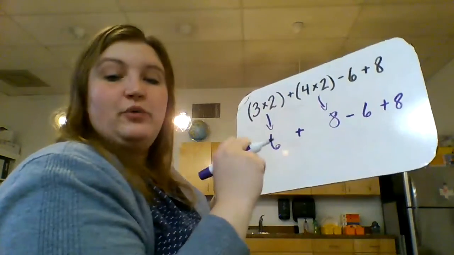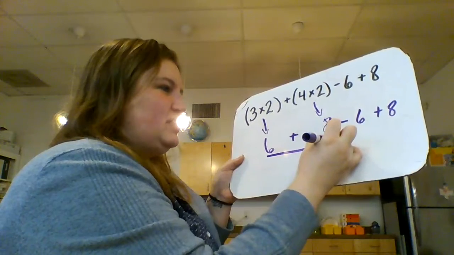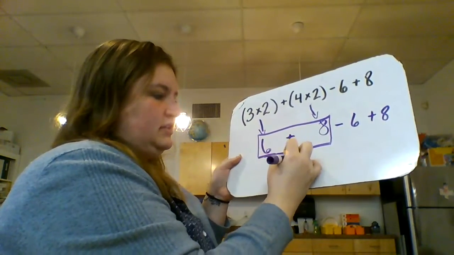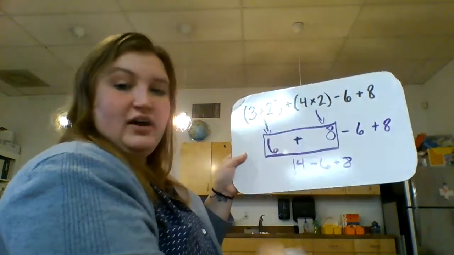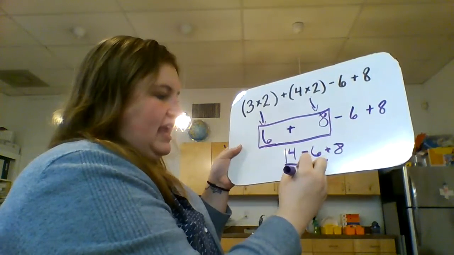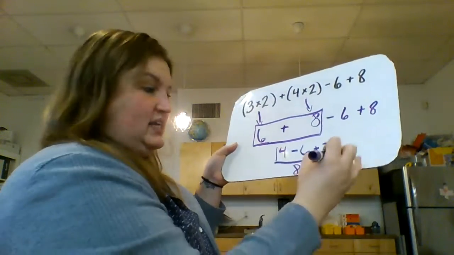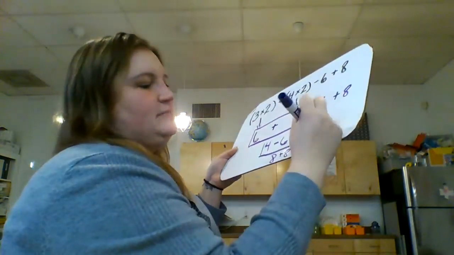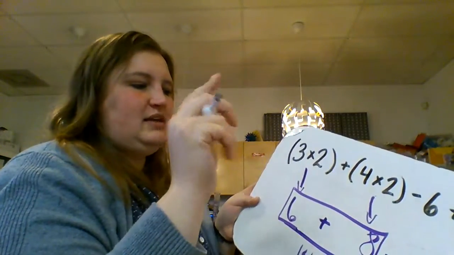Okay, so now we do our addition and subtraction from left to right. So first, 6 plus 8 is 14. Then I have minus 6 plus 8. So now I keep going left to right. I have 14 minus 6, which is going to give me 8. Then I add my second 8. So I have 8 plus 8. And my answer is 16.